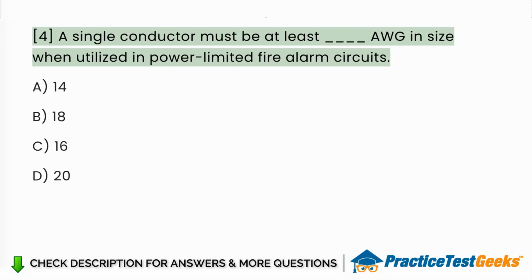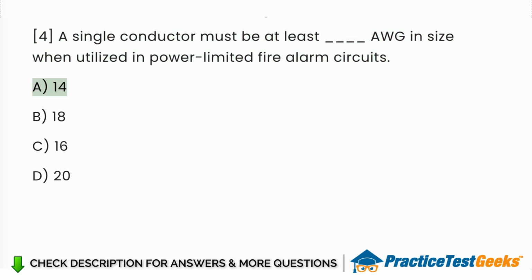A single conductor must be at least blank AWG in size when utilized in power-limited fire alarm circuits. A. 14. B. 18. C. 16. D. 20.